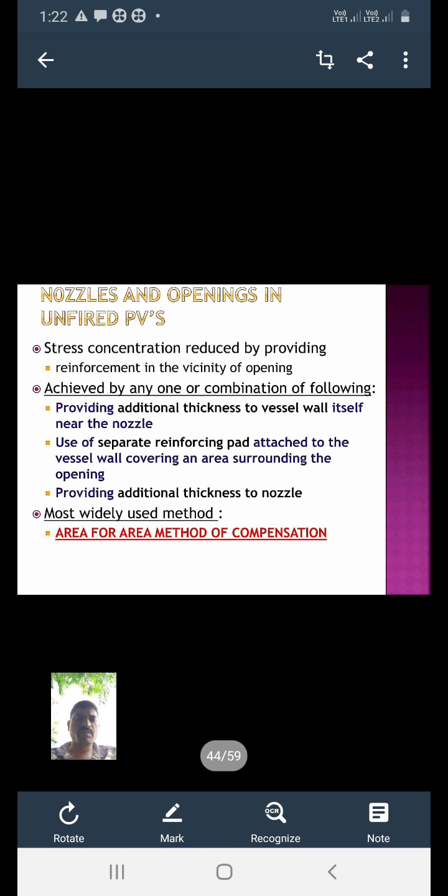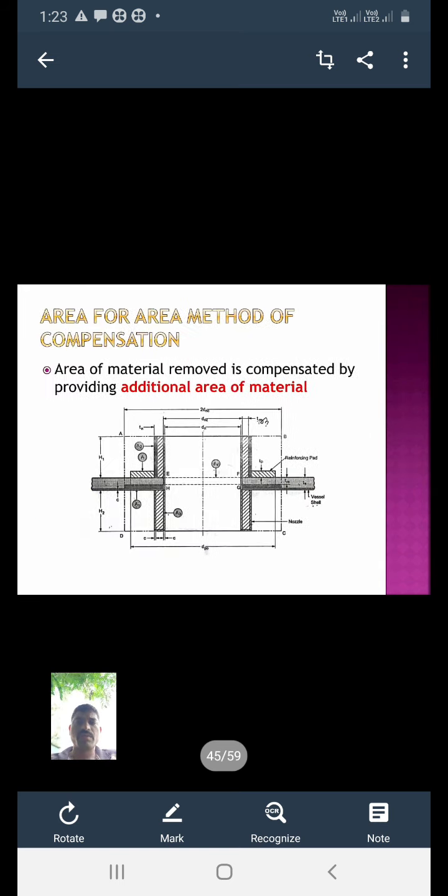Why do we use that method? The area of the material is removed. Okay, that area we want to compensate by providing extra material. If you use a nozzle, then some material will be removed, so we want to provide some extra or excess material. Okay, we'll see them one by one.